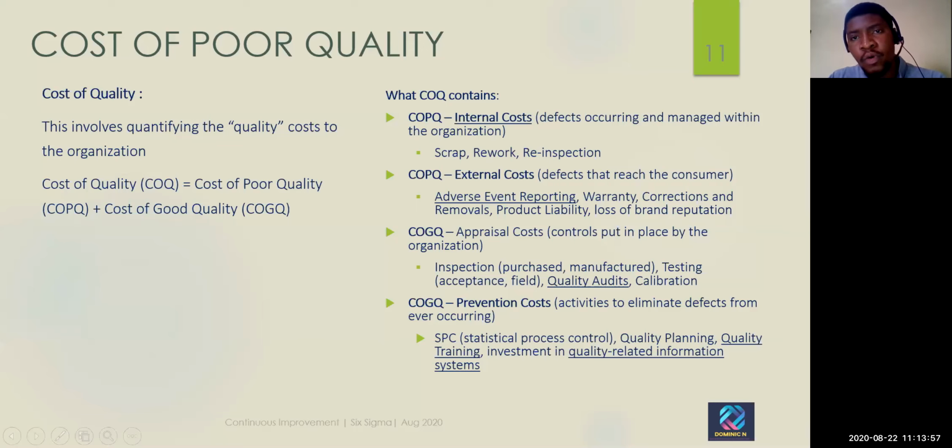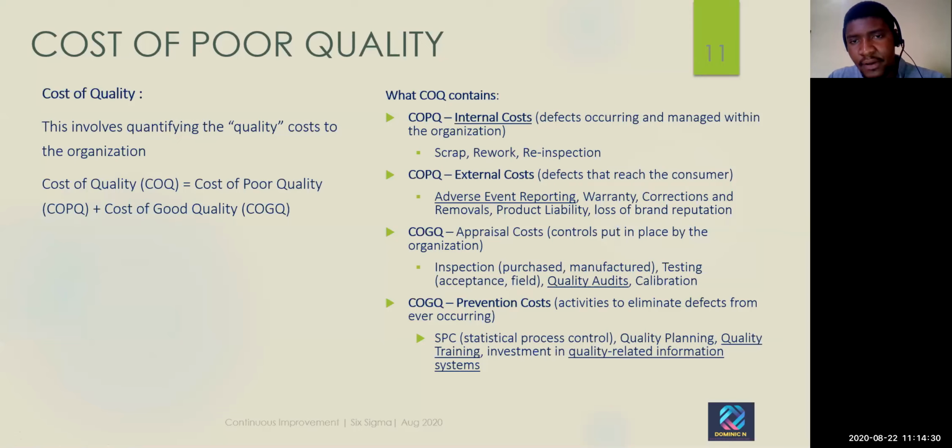So for cost of poor quality, we are looking at the internal cost. So cost as a result of rework, cost as a result of reinspection. Cost of poor quality external could be as a result of maybe regulatory issues, corrections, warranty loss, brand reputation issues. You get a fine from the regulatory authorities that you need to scrap or rework your product. That's an external cost. So those are the costs of poor quality. So they are internal and external.